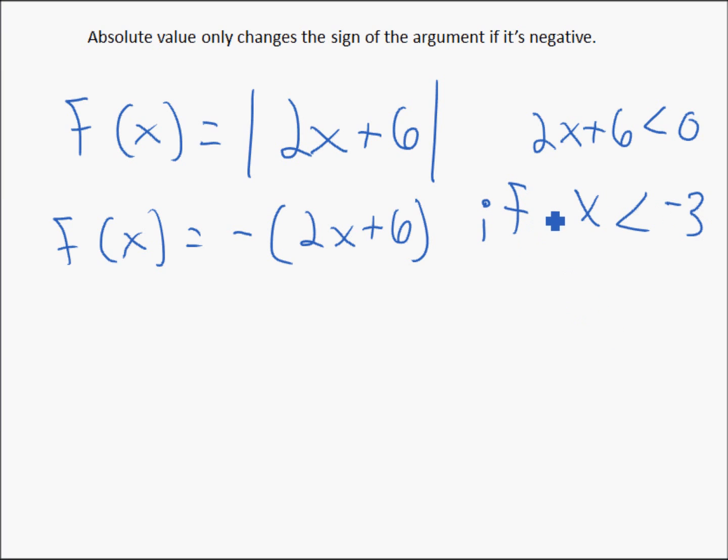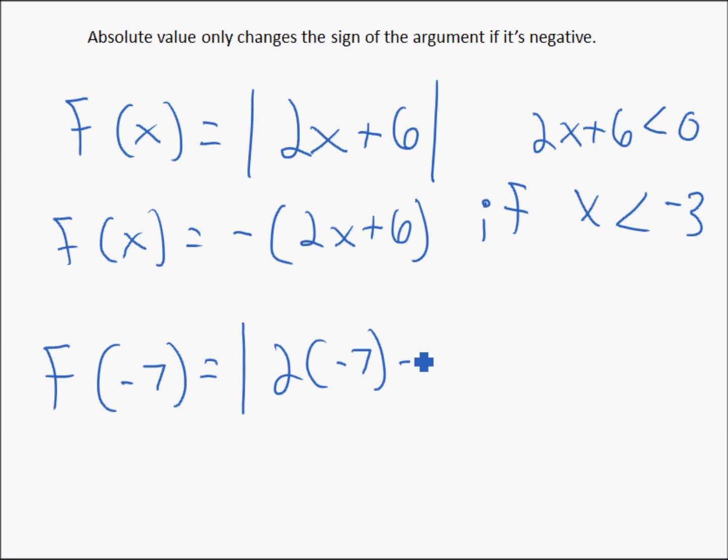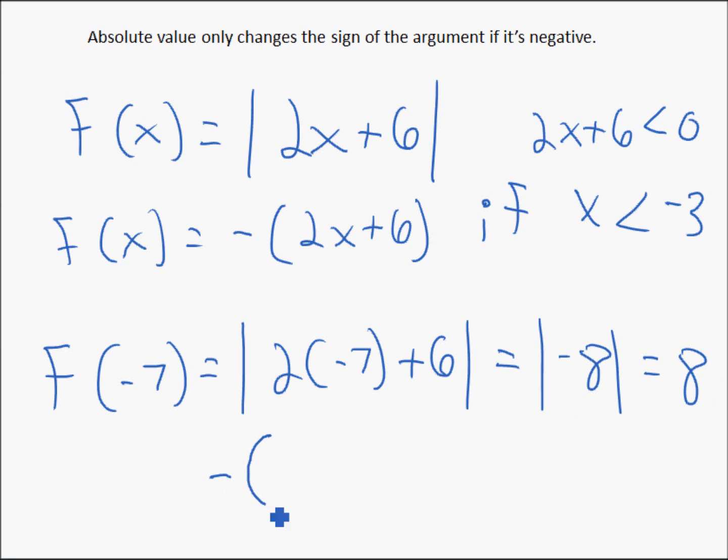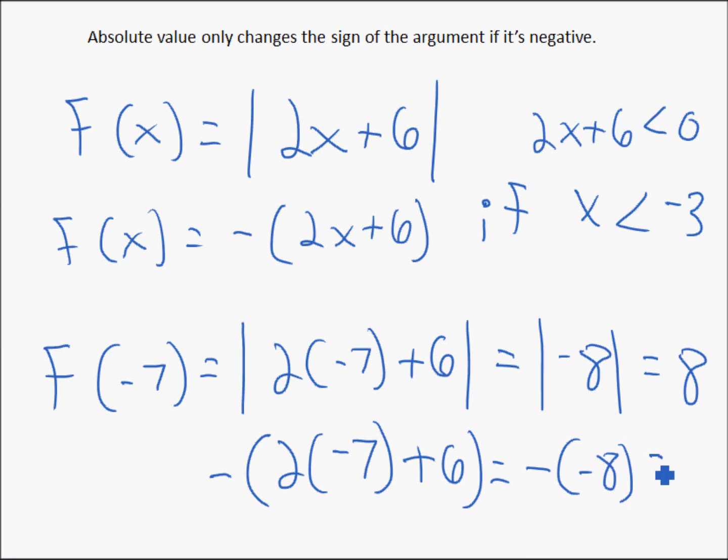Okay, a couple examples. Plug in negative 7. F of negative 7 is the absolute value of 2 times negative 7 plus 6. Well, that's negative 14 plus 6, which is negative 8, and the absolute value of negative 8 is 8. Well, that's the same exact thing as doing the opposite of 2x plus 6. The opposite, the negative, of 2 times negative 7 plus 6 is the opposite of negative 8, which is 8. You get the same exact thing, okay? So f of x is the opposite of 2x plus 6 if x is less than negative 3.